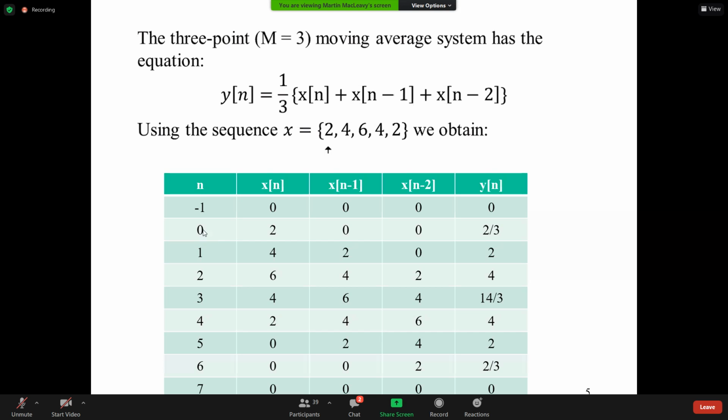We would normally start at 0, right? So our first value is starting at 0. So our input values, x of n, are 2, 4, 6, 4, 2, and then all the rest we consider zeros, because we're just going to take a very short set of input values here, as shown here.